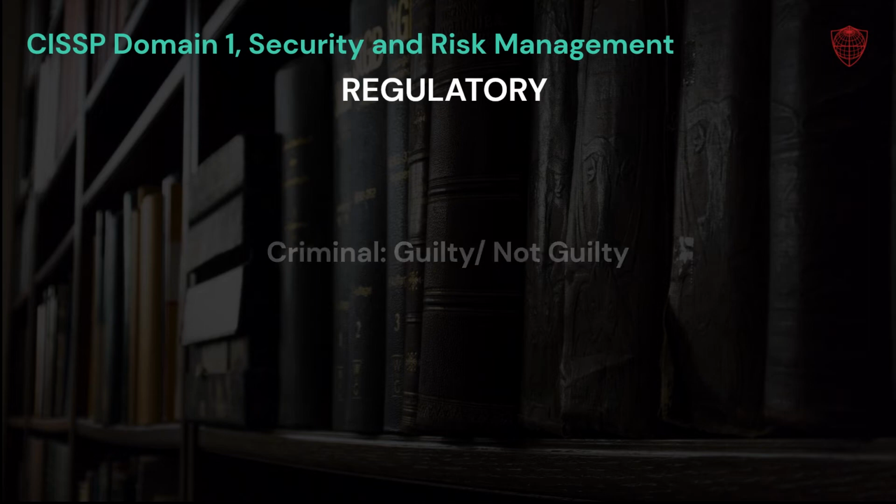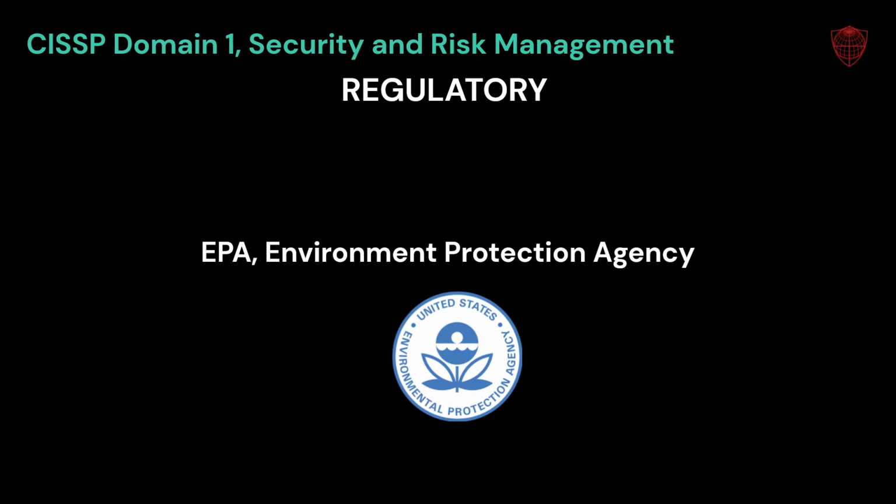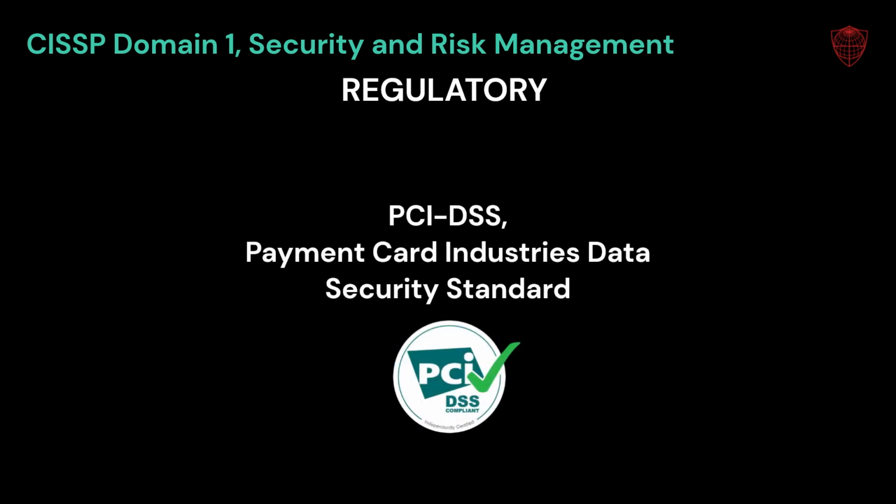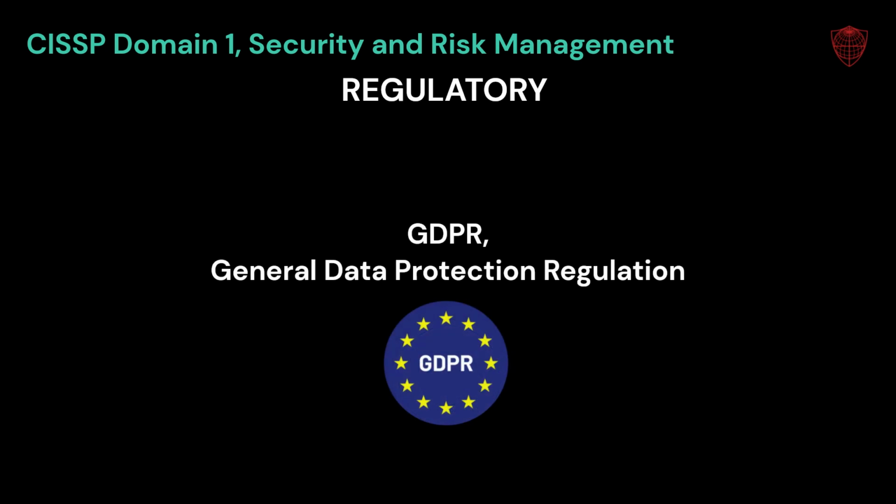Let's check some examples. EPA or Environmental Protection Agency is part of the federal government, and they dictate certain regulations for your business related to the impact on the environment. You violate EPA, you break laws. But on the contrary, PCI DSS is a contractual agreement between parties who chose to comply. But again, GDPR is a regulation, it has it in the name, General Data Protection Regulation. Violate GDPR, you violate the law.